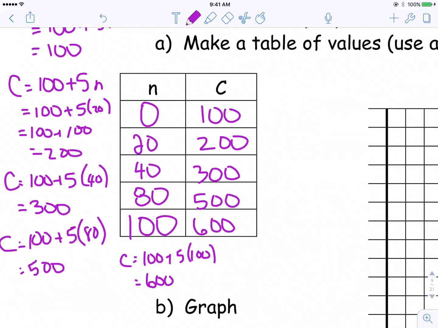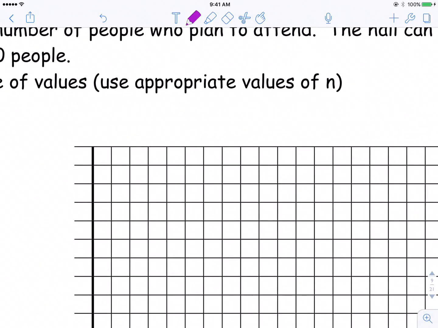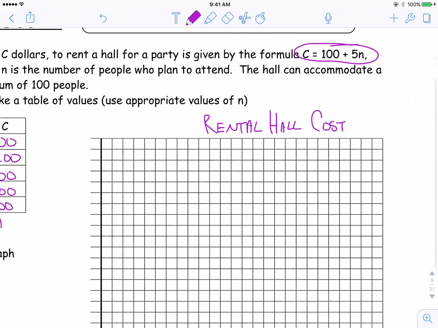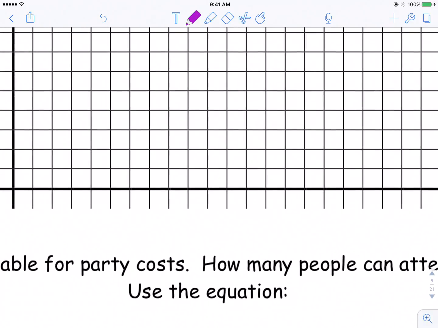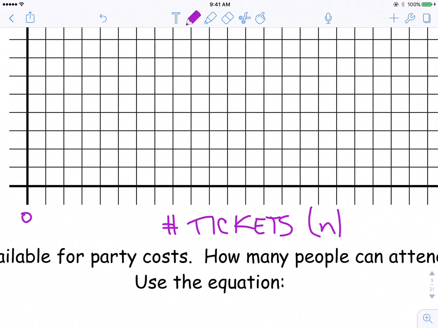So then I plot that information on my graph. I come up with a title. The title is rental hall cost. Something like that. Across my independent axis is the number of tickets. We called it N, and I need to go from 0 to 100 and something.